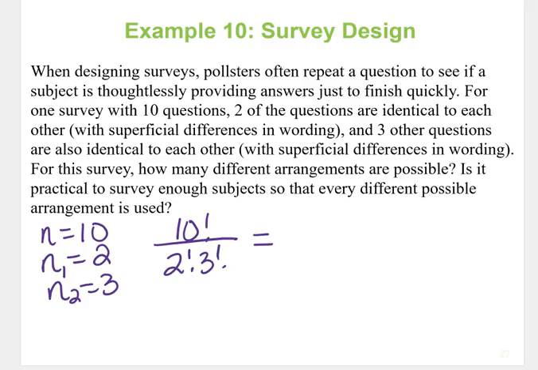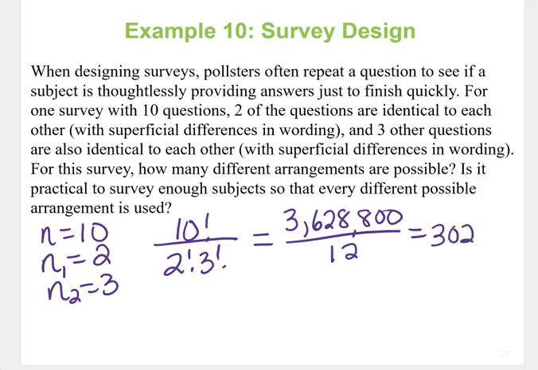So 10 factorial would be 3,628,800. And then 2 factorial times 3 factorial: 3 factorial is 6, 2 factorial is 2. So 2 times 6 is 12. And that would give us 302,400. So we could create 302,400 unique surveys with those exact same 10 questions, but in different orders.